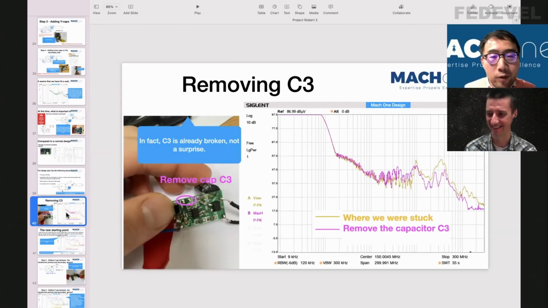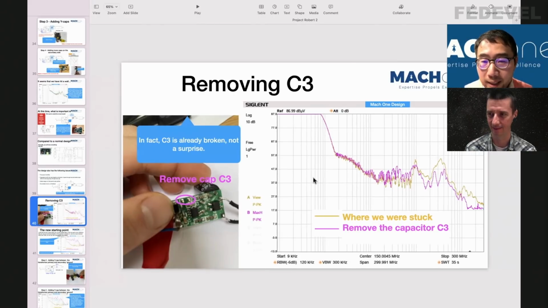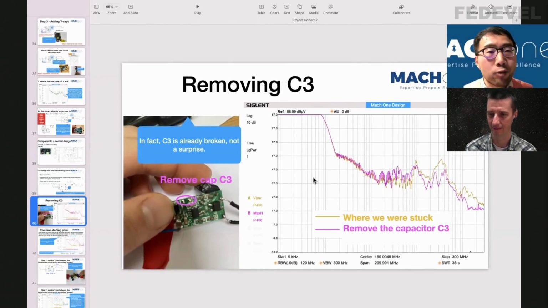So we said, okay, this C3 we discussed before is strange. So I basically removed that C3. And I think that C3 is already broken. It's just connected there. Then you can see, without doing anything else, I just removed C3, and we have some improvement again. I think it's about 10 dB, maybe 5 to 10 dB, you can see the comparison. At this point it is a good sign. And I think, okay, at least now we're seeing improvements again.